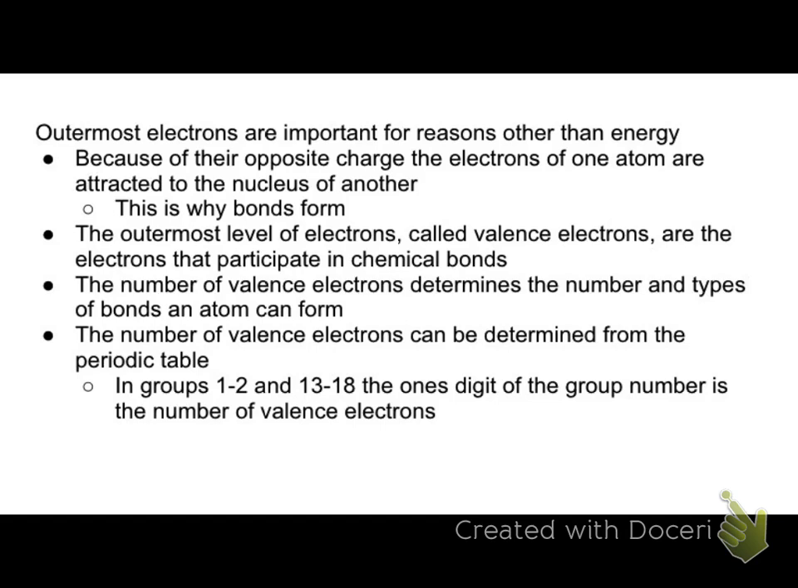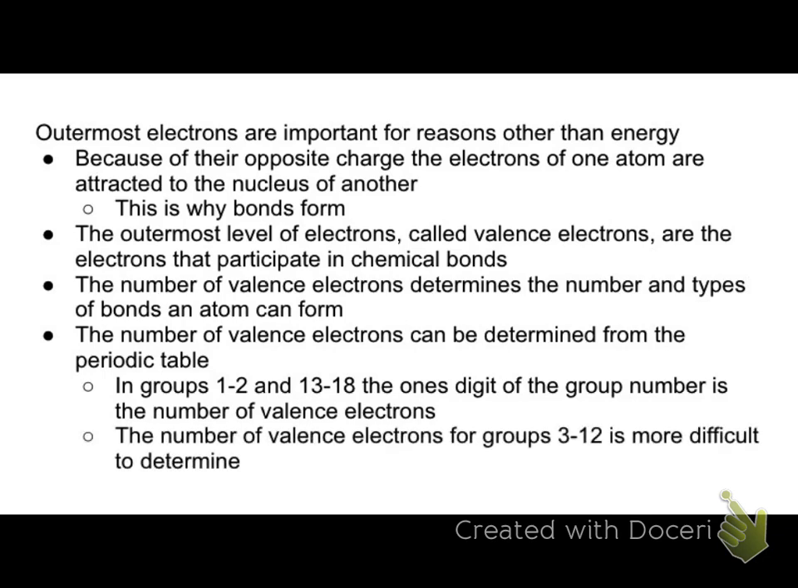So the maximum number of valence electrons you can have is 8. Because remember, that second level can only hold 8 electrons. So if we're looking at your valence electrons, the outermost level, the most you can have is 8. Okay?